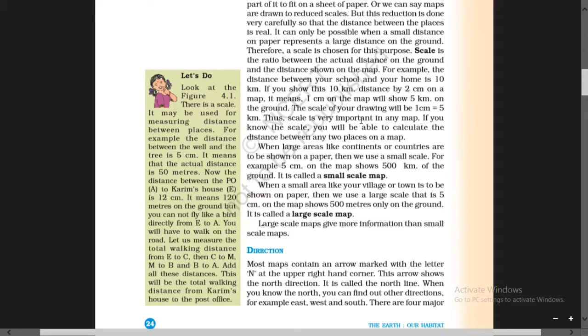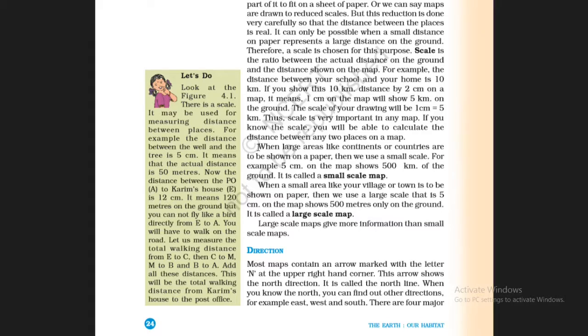Thus, scale is very important in any map. If you know the scale, you will be able to calculate the distance between any two places on a map.